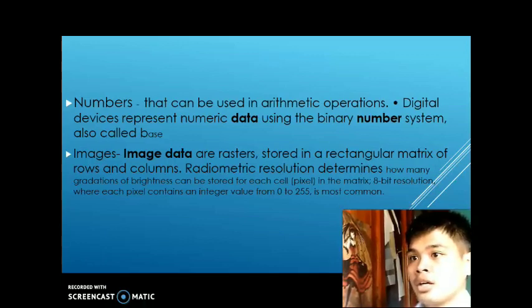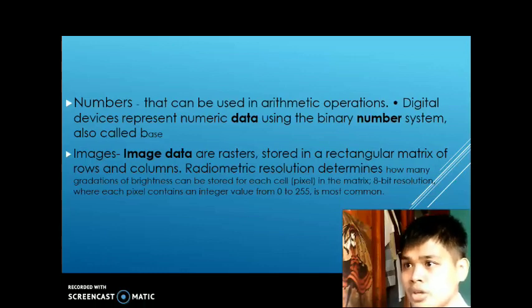Image data are raster, stored in a rectangular matrix of rows and columns. Radiometric resolution determines how many gradations of brightness can be stored for each cell, or pixel, in the matrix. 8-bit resolution, where each pixel contains an integer value from 0 to 255, is most common.